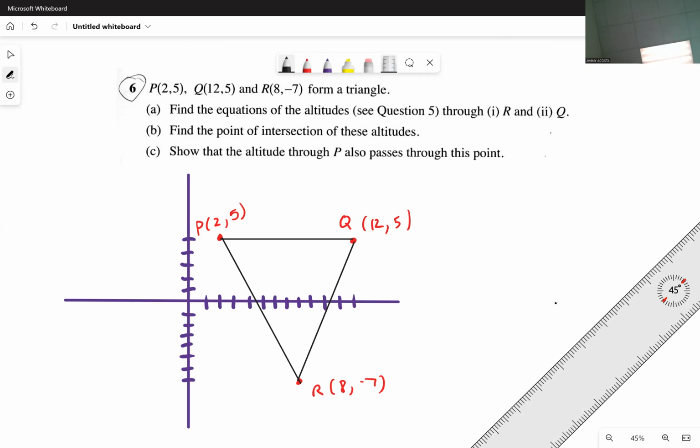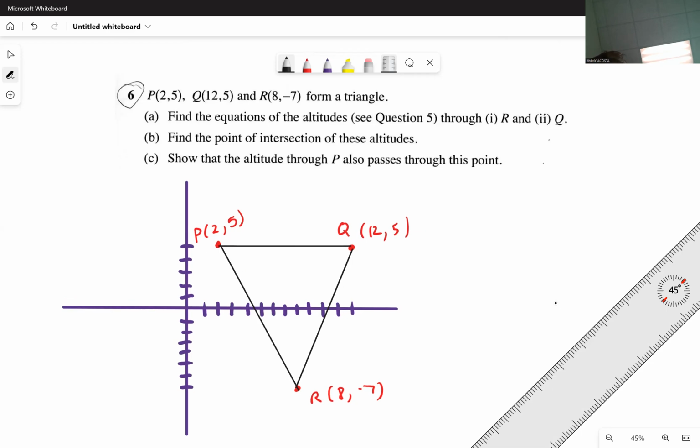All right, so it says here, find equations of the altitudes through R and Q. So the first thing I'm going to do, through R and Q. So that means there's an altitude here. That's one altitude. And there's an altitude here. Okay? Those are the two altitudes.